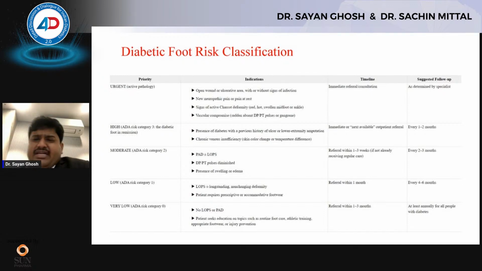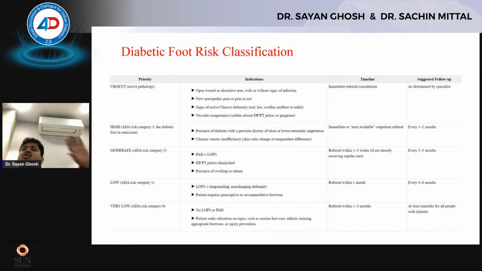And very low risk, that is ADA risk category 0. There will be no loss of protective sensation, no signs of peripheral arterial disease. Patient seeks education on the topic just to make the patient aware there may be a chance of foot ulcer in diabetes. So referral within 1 to 3 months and at least an annual foot checkup is mandatory. So those are the categories.